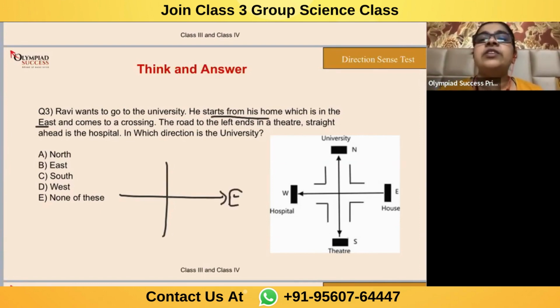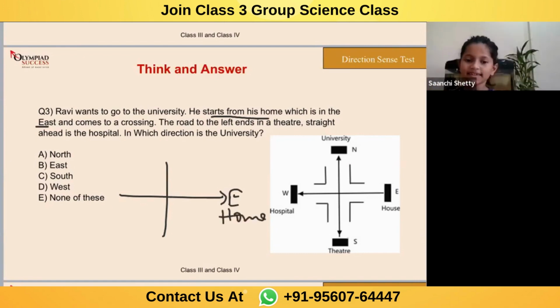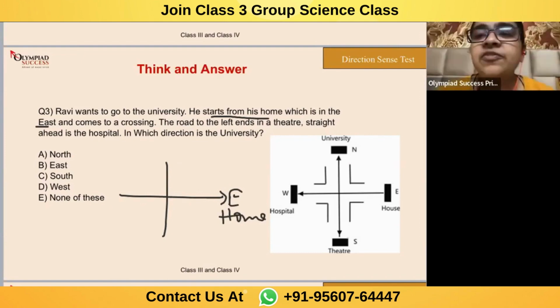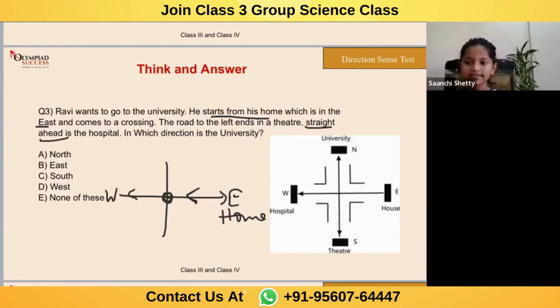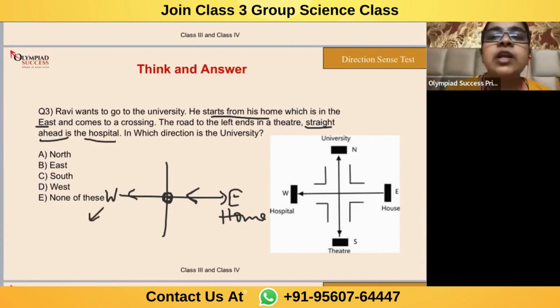So they have directly mentioned that the home is in the east and he is starting to walk from his home. So where is he facing right now? He is facing in this direction because he is walking from his home. Then he comes to a crossing. So the crossing is the middle point here, Sanchi. From the crossing, if he continues to move straight, which direction will he reach? West. And moving straight takes him to the hospital. That means the west has the hospital here.